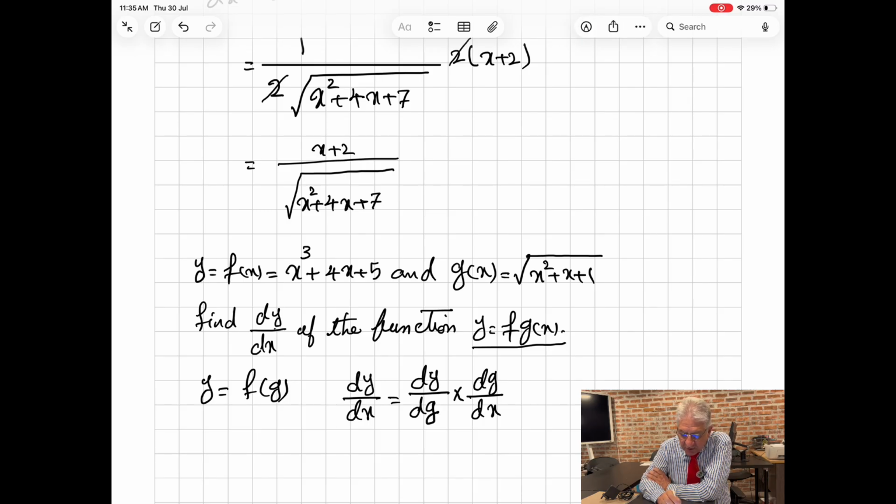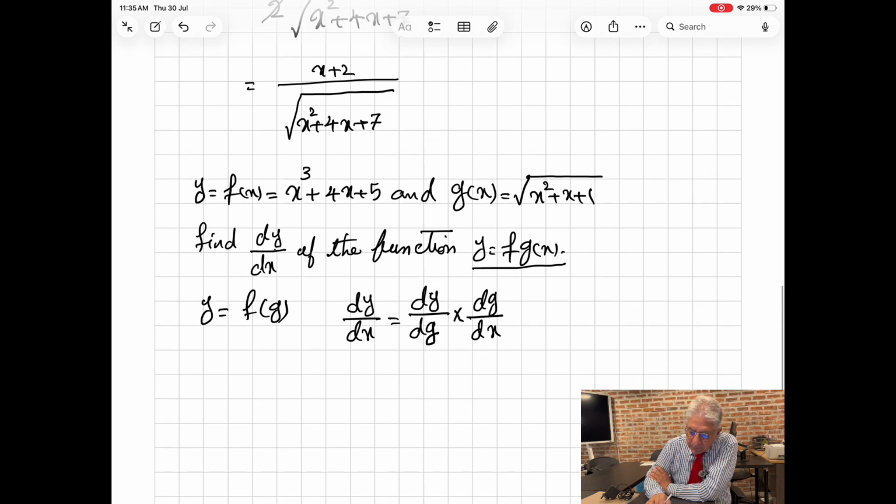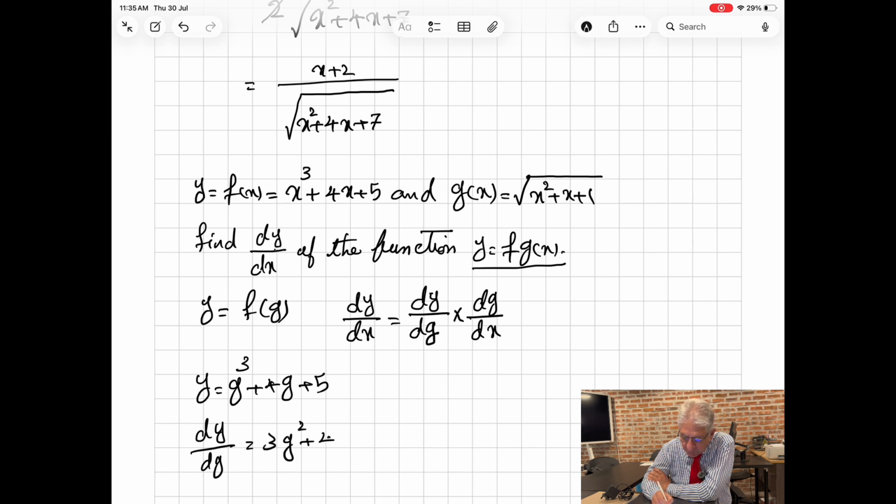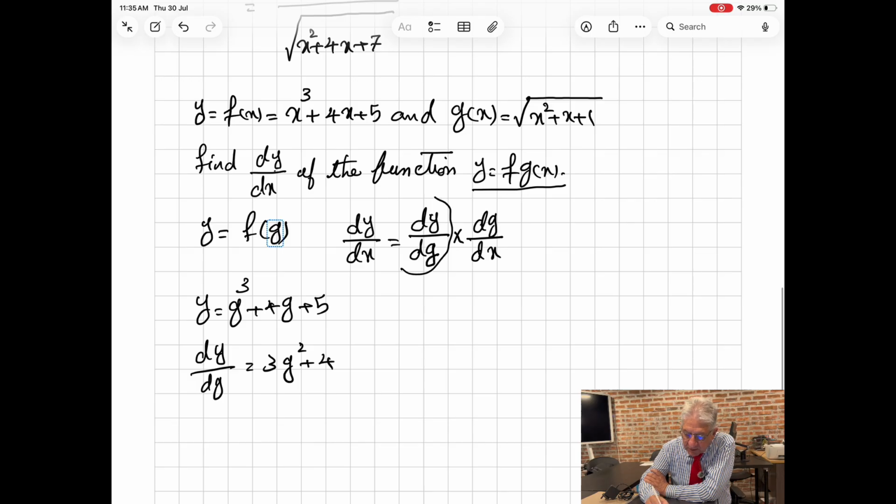Now, in this dy by dg, y is equal to f of g. Therefore, I am going to differentiate f with respect to g. That means y is equal to f of g, which is g to the power of 3 plus 4g plus 5. What is dy by dg? It will be equal to 3g squared plus 4. So this part I have calculated already.